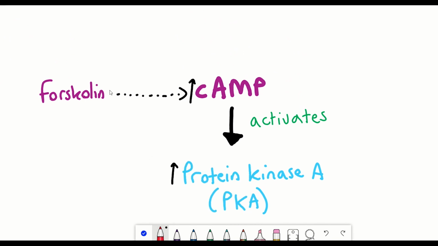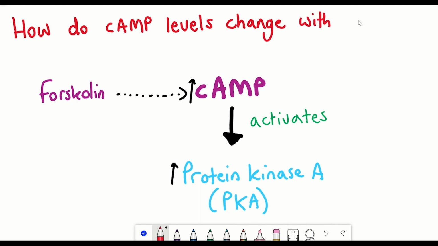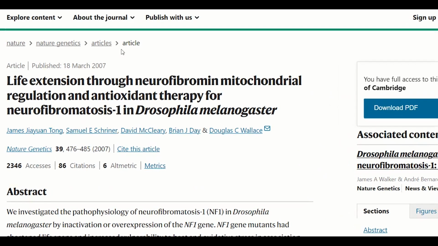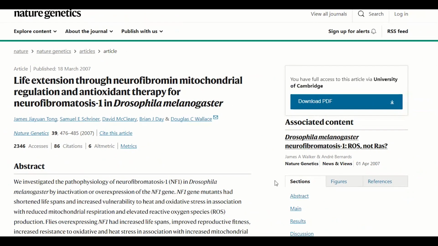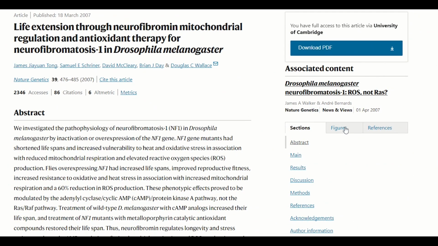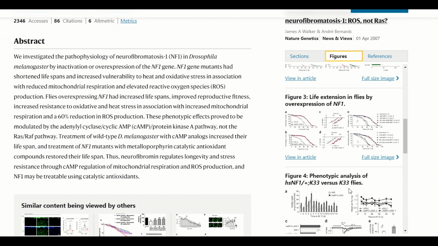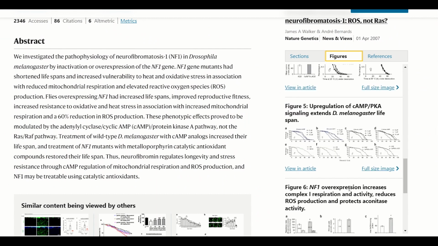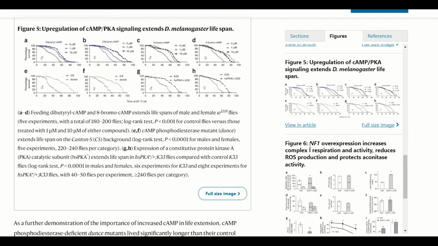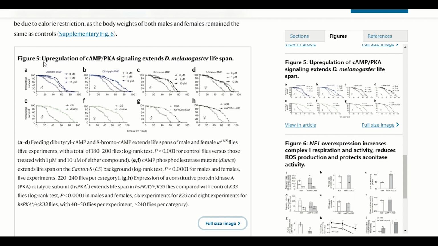Forskolin works by increasing cyclic AMP. So how do cyclic AMP levels change with age? Now, I don't think I fully found the answer to this. If anyone else has, let me know. But I did find this interesting study that showed a link between cyclic AMP levels and the regulation of lifespan. Now, in this study, they fed fruit flies with compounds that could increase cyclic AMP levels, and it showed that it actually extended the lifespan of the flies.